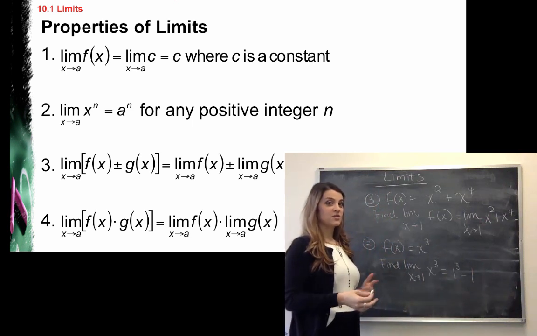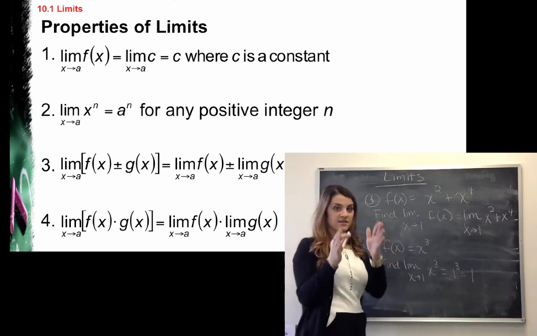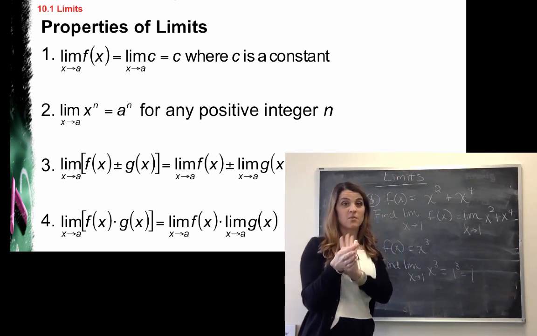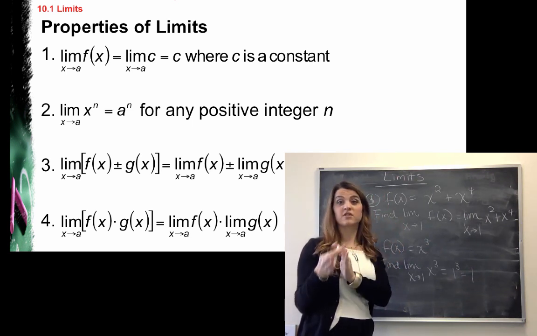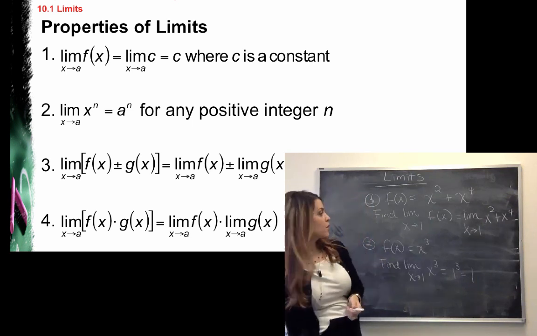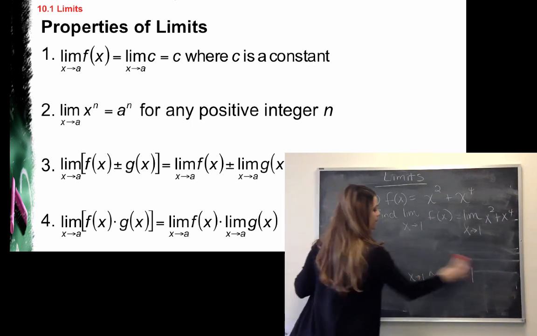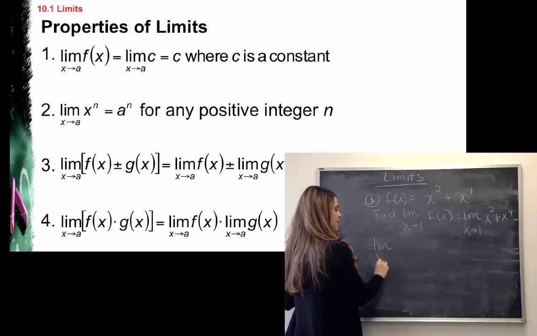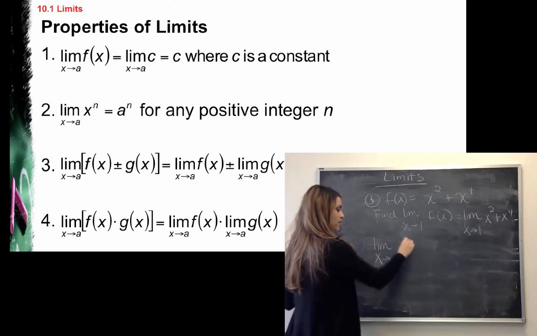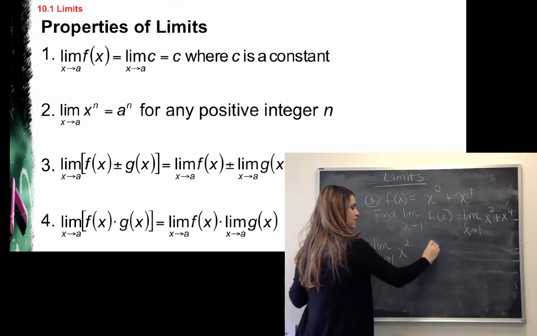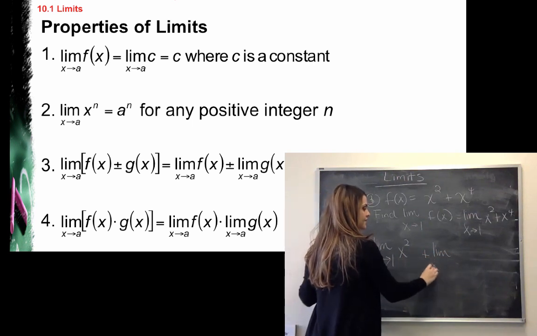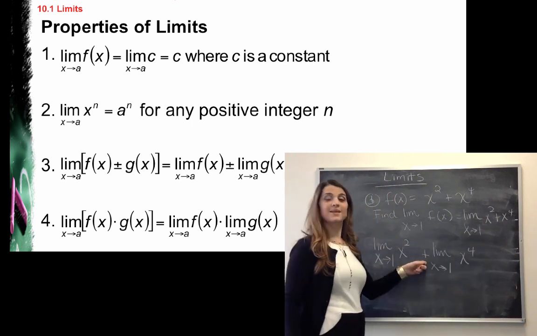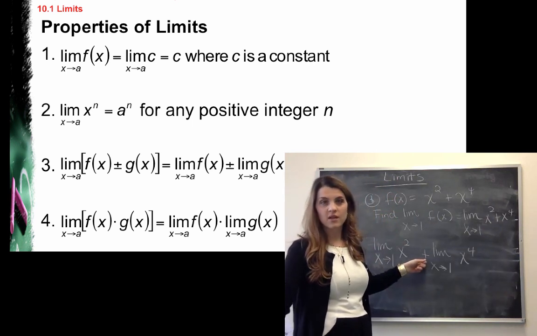And then all you need to do is think of it as, if you see what the property says, it says the limit as x approaches a of f of x plus or minus the limit as x approaches a of g of x. So you can break it up. We'll break this up into the limit as x approaches 1 of x squared plus the limit as x approaches 1 of x to the 4th. Notice I used the same sign that was placed in the original function.